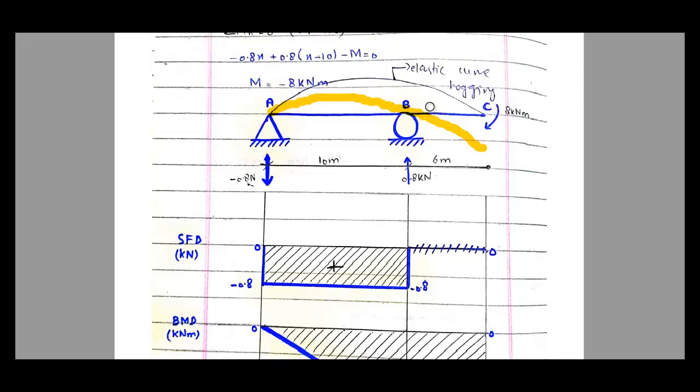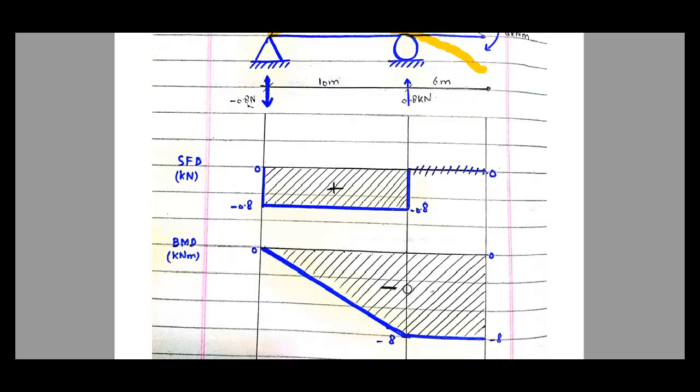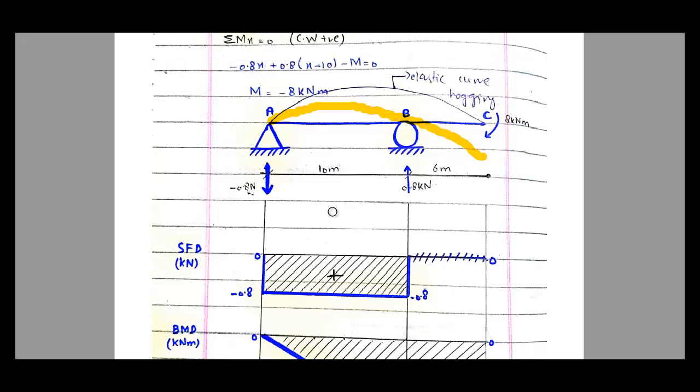And as far as the elastic curve is concerned, there is one precaution: the elastic curve must always pass through the support. So here it is drawn as hogging, which is correct because the entire bending moment diagram is negative. So the entire beam will hog, but while hogging, it will not leave the support. So the elastic curve will be something like this, right? It will still pass through the support.